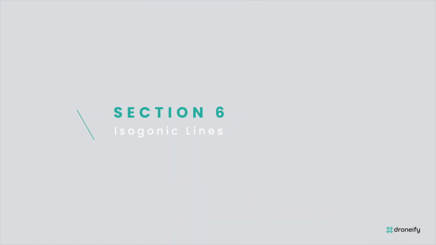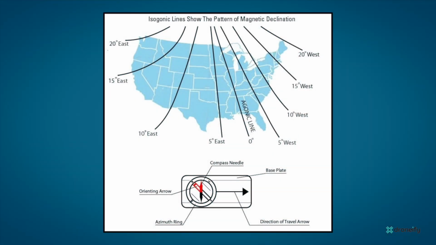FAA Part 107 regulations require drone pilots to understand isogonic lines, which are used to adjust for magnetic variation when using a magnetic compass for navigation. Isogonic lines are imaginary lines on a chart that connect points of equal magnetic variation. Magnetic variation refers to the difference between magnetic north, the direction that a magnetic compass points, and true north, the direction to the geographic North Pole. This variation changes depending on the location on the Earth's surface and is shown on charts in degrees.